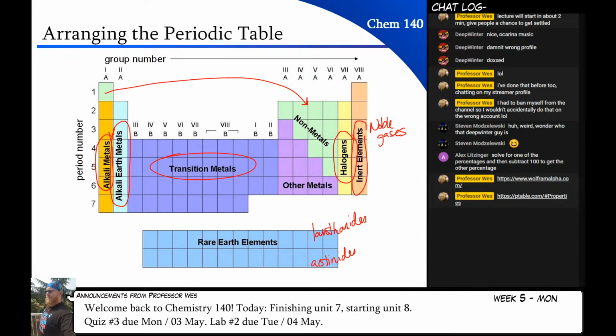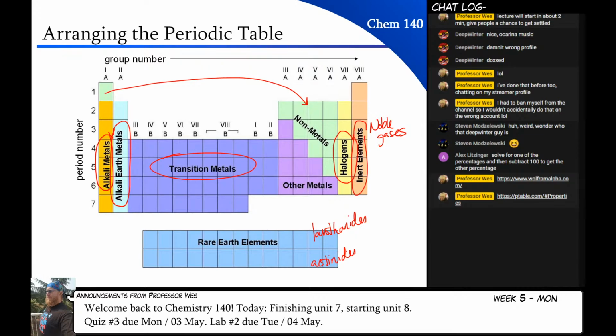Non-metals and other metals, you don't need to know which ones are the other metals. We're going to talk about metals versus non-metals in just a second anyway. Actually, maybe not in just a second. We'll do that on, well, how much time do we have? Oh, we have like 15 minutes. Okay, we might get to that.